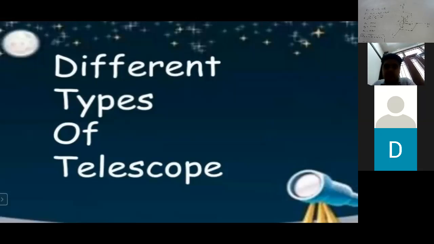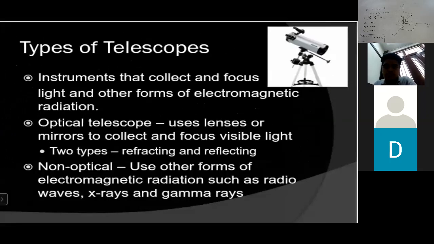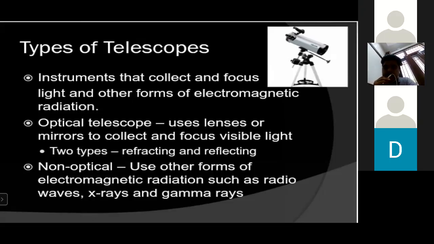Now, different types of telescopes. Instruments that collect and focus light and other forms of electromagnetic radiation are telescopes. There are generally two types of telescope, optical telescope and non-optical telescope. Optical telescope uses lenses or mirrors to collect and focus visible light. It is broadly classified into two types, refracting and reflecting telescope. Non-optical telescope uses other forms of electromagnetic radiation such as radio waves, X-rays and gamma rays.